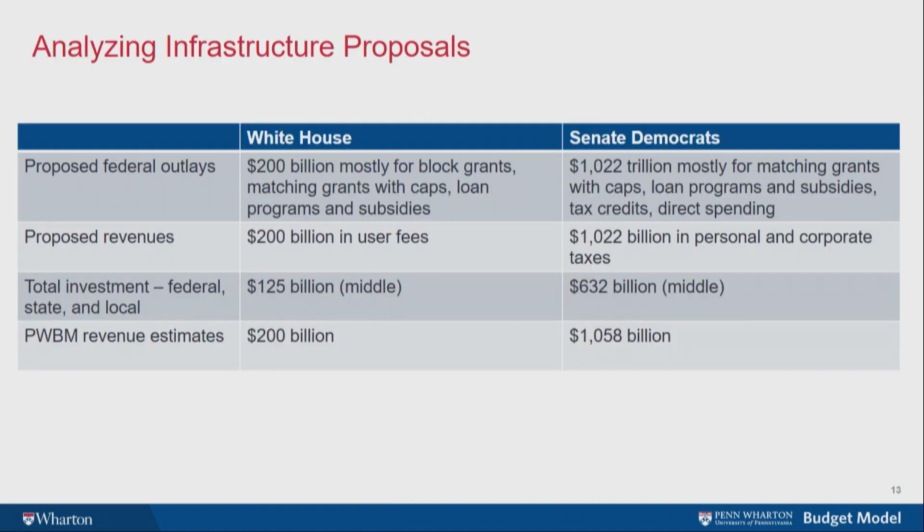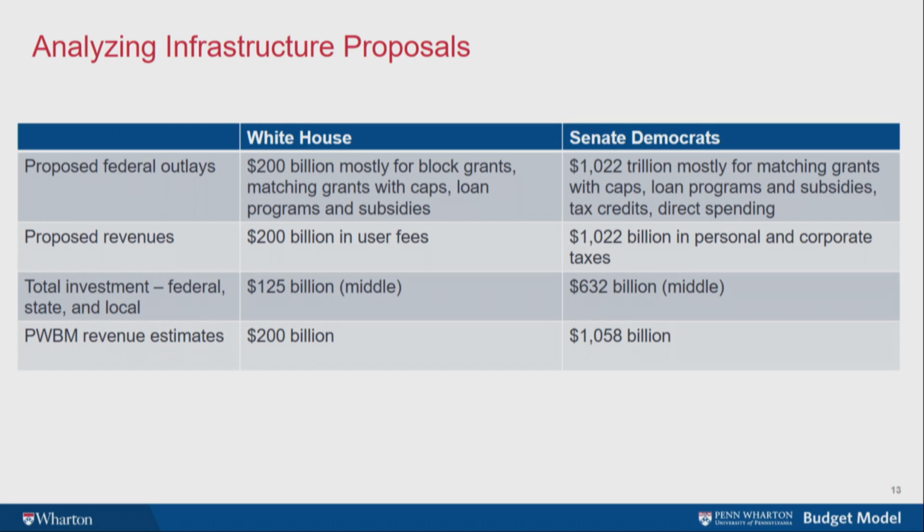Okay. So now that we have the tools, we'd like to talk about a couple of infrastructure plans that we're evaluating. Earlier this year, the White House released its infrastructure plan, and I guess a month or 2 months later, the Senate Democrats issued their own plan. Okay, so the White House plan was about $200 billion, and most of it was allocated toward block grants, matching grants with caps, and there are some other loan programs and small subsidies in there as well.